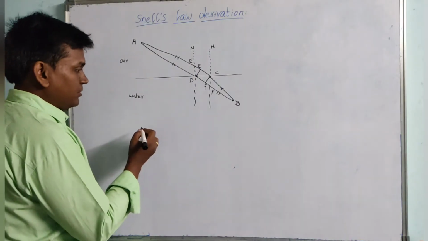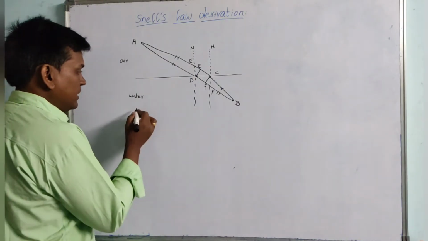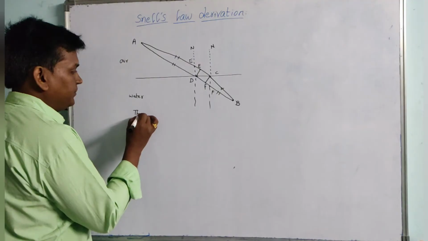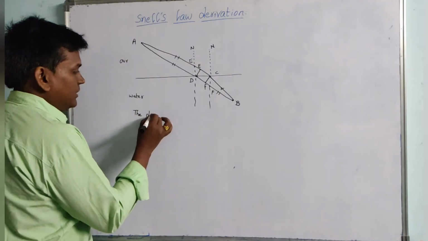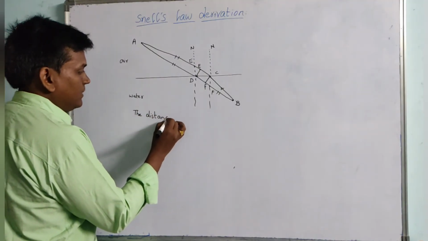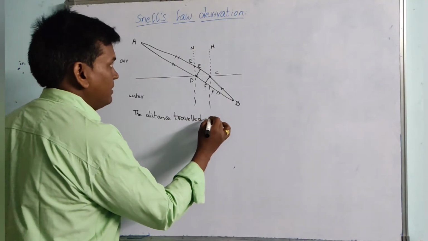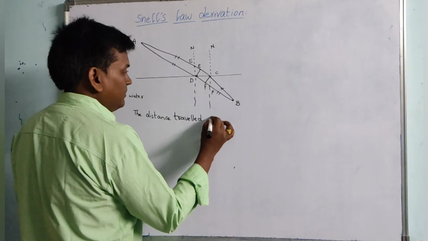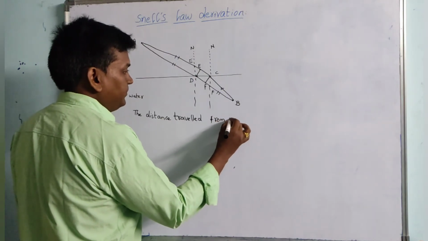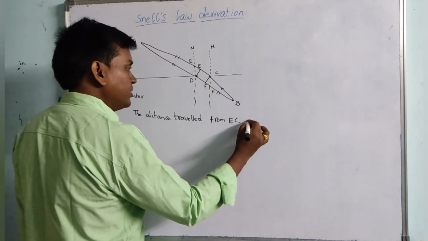And now coming to that, the distance traveled from E to C, or EC, this is on land, no?